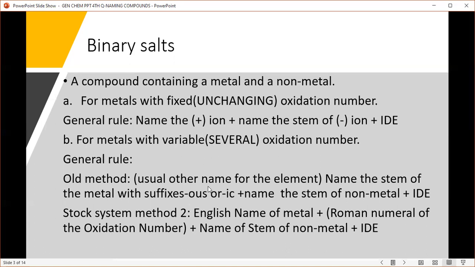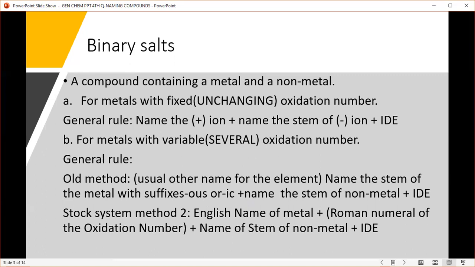So again, use the usual other name for the element, or name the stem of the metal, and then you just connect it with the suffix OUS or IC. And also name the stem of the non-metal plus the suffix IDE. So again, name the stem of the metal with the suffix OUS or IC.